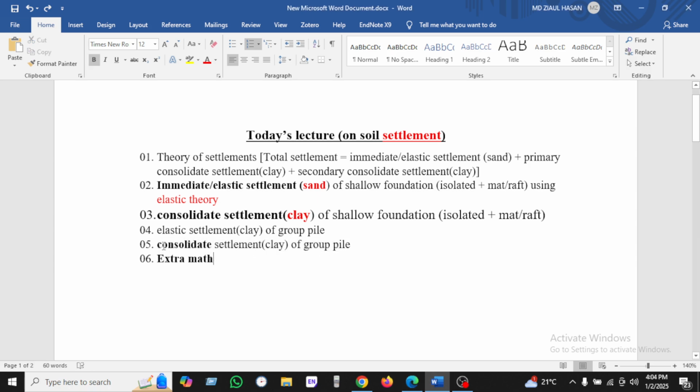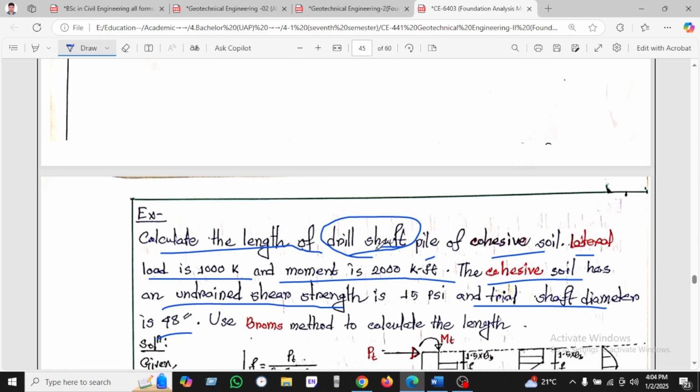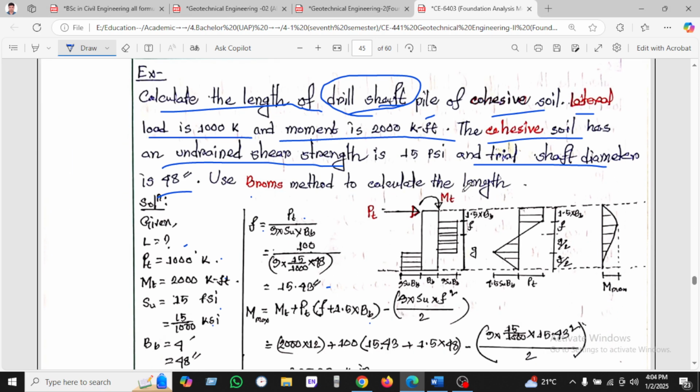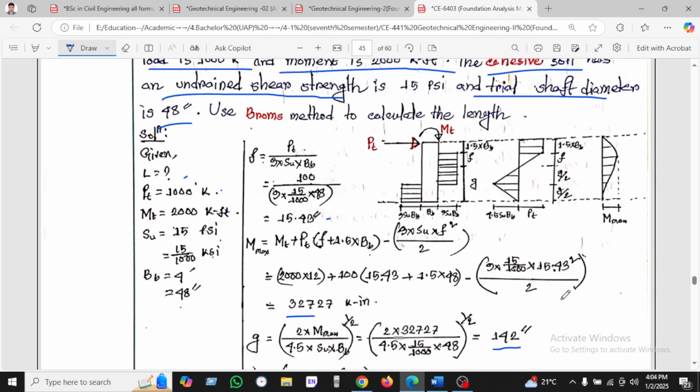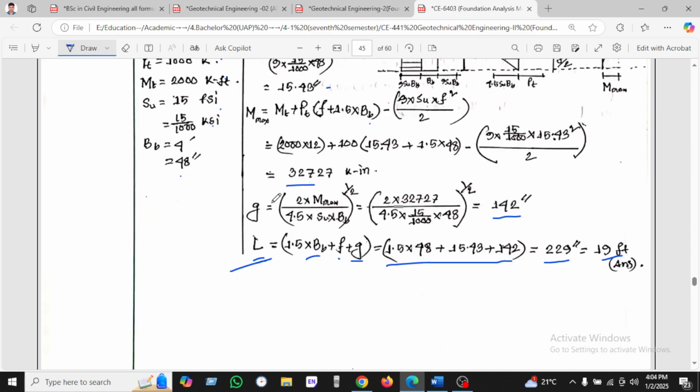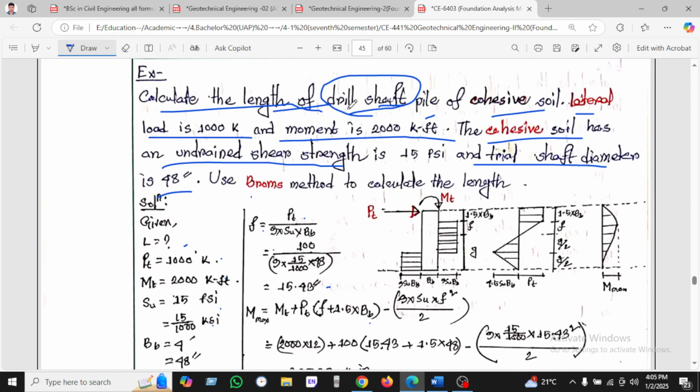So our consolidation settlement has ended. Now we will see some extra math. So let's see, this is the extra math. In this extra math we will find out the length of pile. Okay, so let's see.